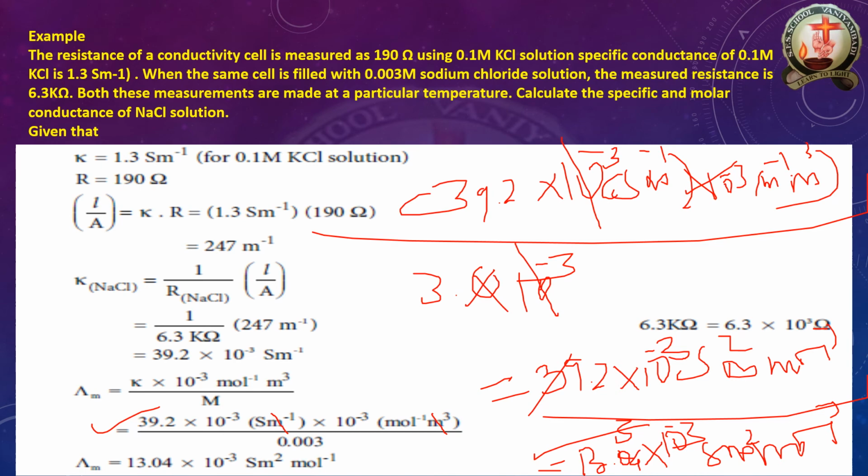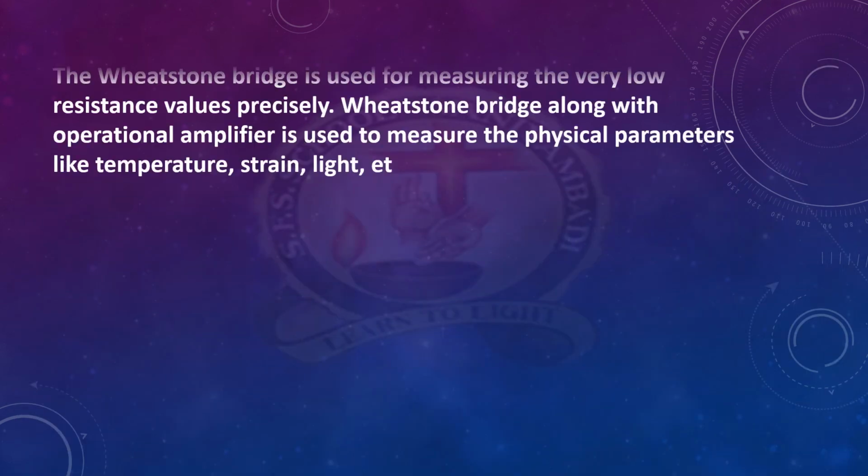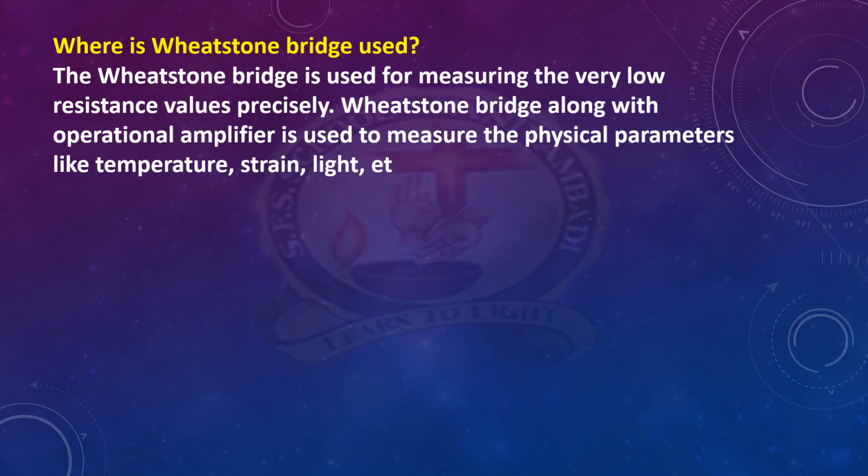Then you can do 1 or 2 times, you can understand very easily. So the application part, where the Wheatstone bridges are used. Okay, the Wheatstone bridges are used for measuring the very low resistance values precisely. So very low resistance means the dilute solutions resistance values are also very useful to measure with the help of Wheatstone bridge. The Wheatstone bridge along with the operational amplifier is used to measure physical parameters like temperature, strain, light, etc. In olden days the amplifiers came with one big bulb containing some electrolyte, working with the help of the Wheatstone bridge.